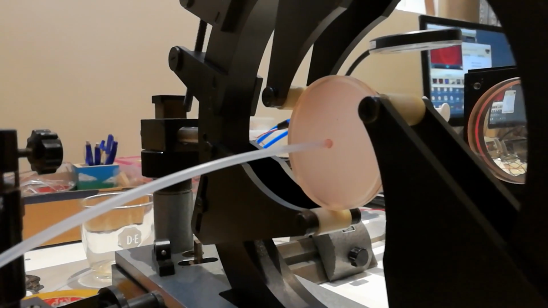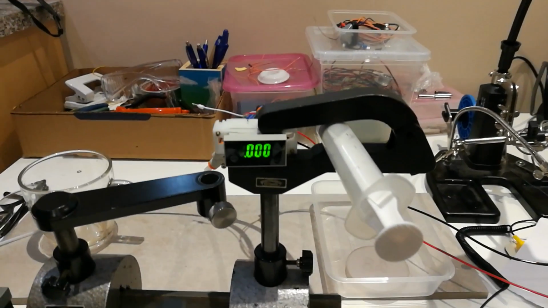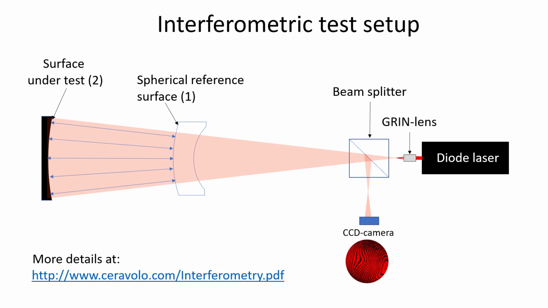So to test it, I inserted a tube in the hole in the back and connected this to a syringe and a vacuum gauge. For testing the surface, I used an interferometer based on a design by Peter Seravollo, and here's a schematic. So coherent monochromatic light is generated using a diode laser, and the beam is then made strongly divergent using a gradient index lens with a very short focal distance.